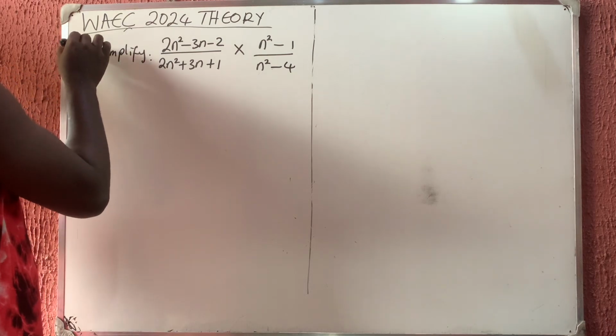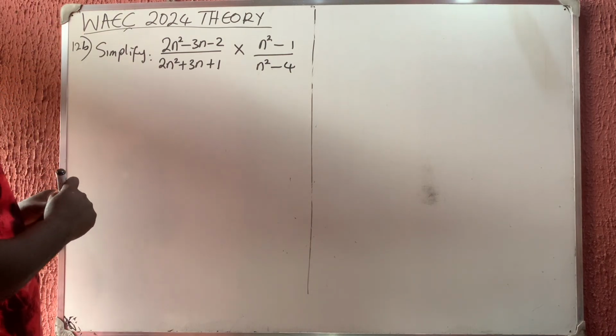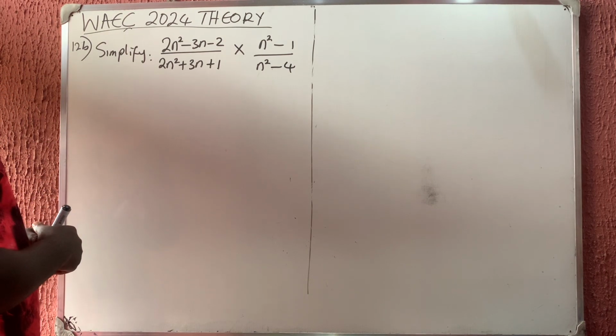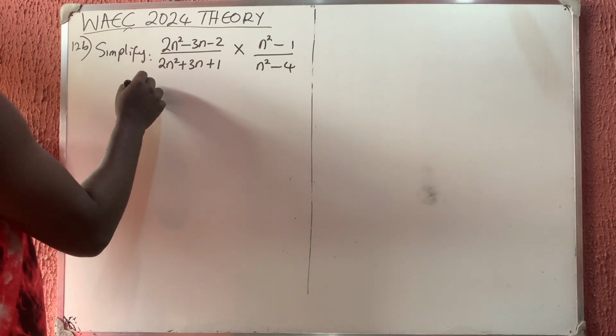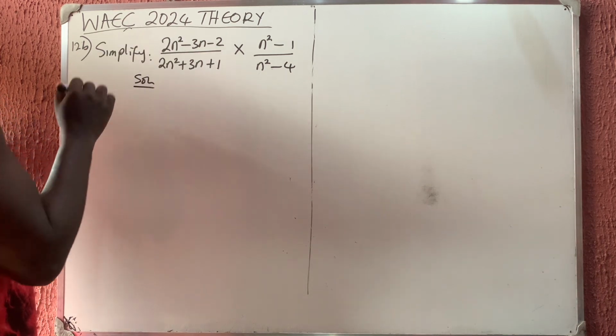In this video, we are going to be solving WAEC question number 12B. All right. So we are asked to simplify this. It's very simple. So what do we do? Solution. The first thing to do is to factorize this.